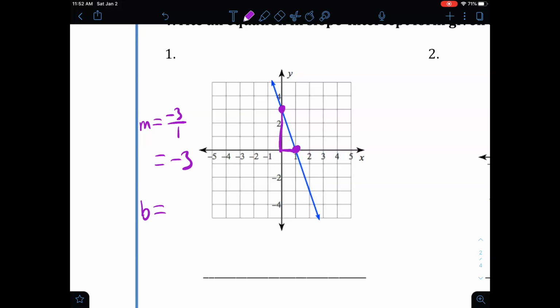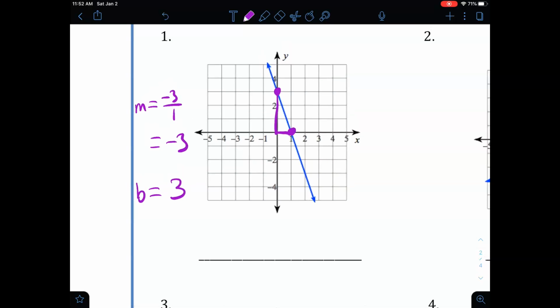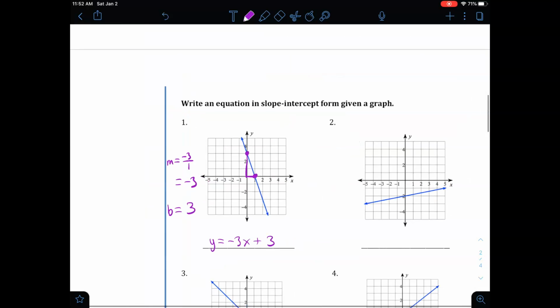What is our b for this problem? Where does it cross the y-axis? Well, it's between 2 and 4. A number between 2 and 4 is 3. So our equation is going to be y equals mx plus b, where our m is -3. So we have -3x. And our b is 3, so y equals -3x plus 3.